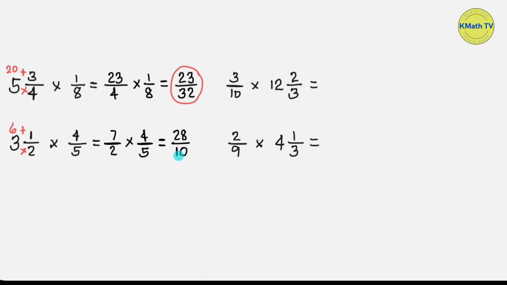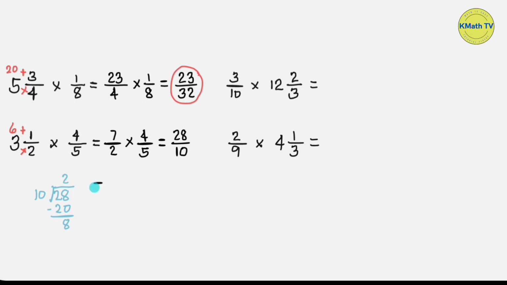This fraction is an improper fraction. The numerator is greater than the denominator. So, we need to simplify it by dividing the numerator by the denominator. If we divide 28 by 10, the quotient is 2 and there is a remainder of 8. Since there is a remainder, we will write the answer as a mixed number.